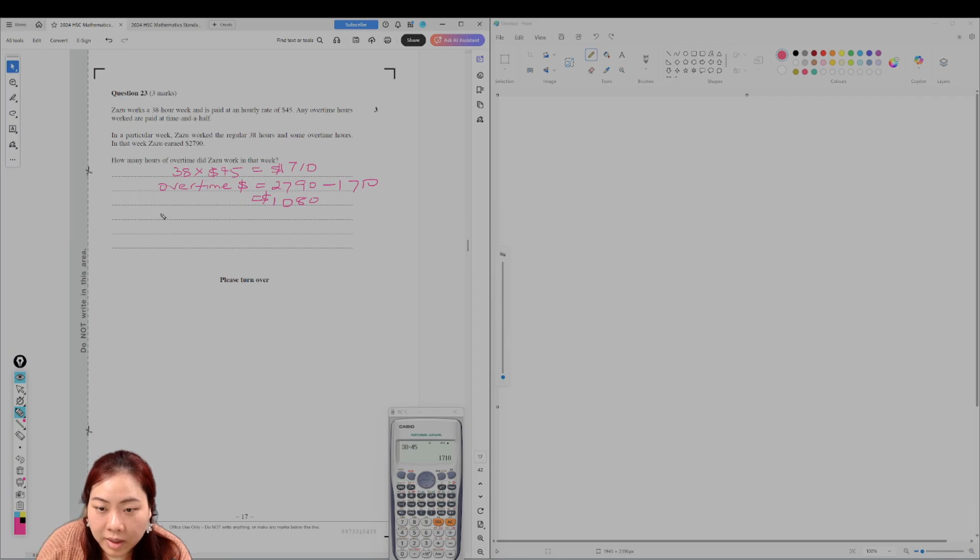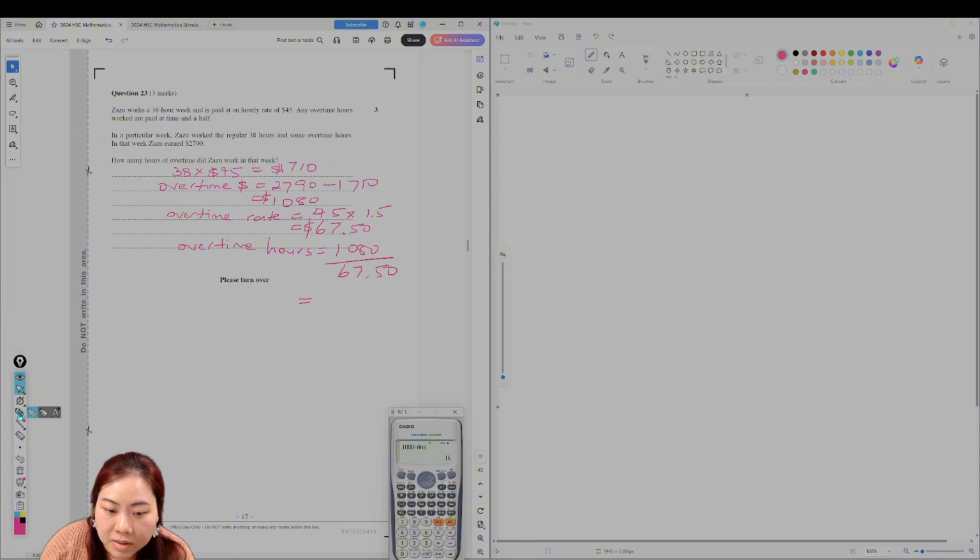What is his overtime hourly rate? The overtime rate is 45 times 1.5, which is $67.50. That's pretty sweet. That means overtime hours is 1080 divided by 67.50, which is 16 hours of overtime.